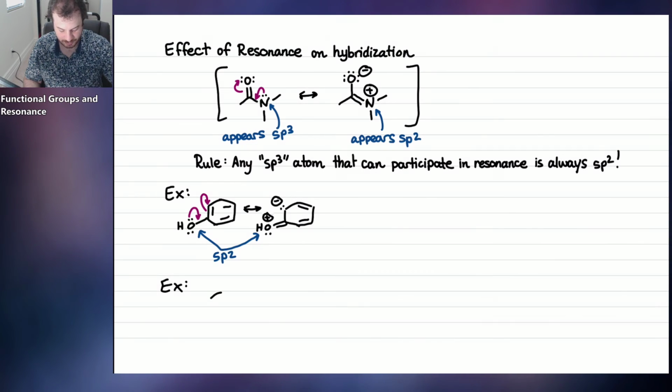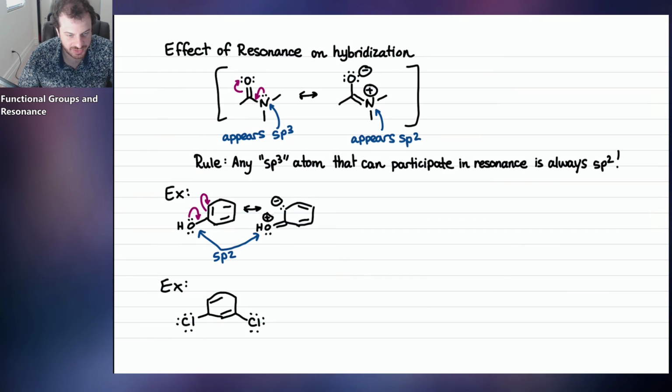Okay, here's a fun one. One of these chlorines in this molecule is sp3 hybridized and the other is sp2. Can you tell which chlorine can participate in resonance? That's right. The chlorine on the right can participate in resonance because it is a lone pair next to a pi bond. However, the chlorine on the left has lone pairs, but it is not next to a pi bond. It's actually 2 away from a pi bond, which is not a valid resonance scenario. It must be exactly 1 away for it to participate in resonance.